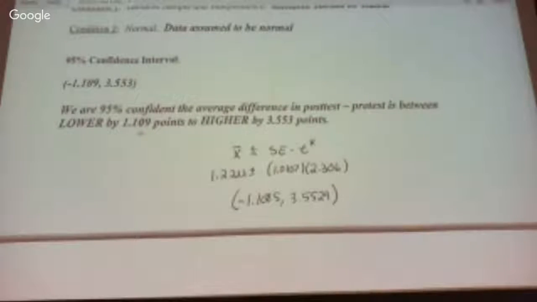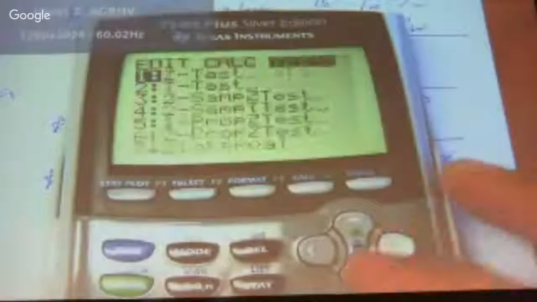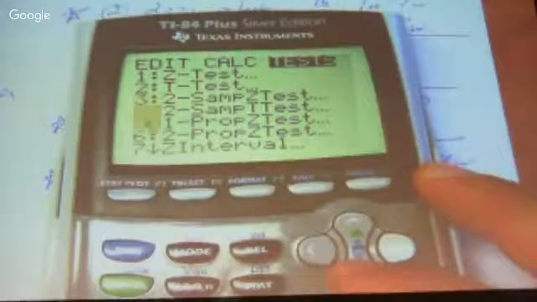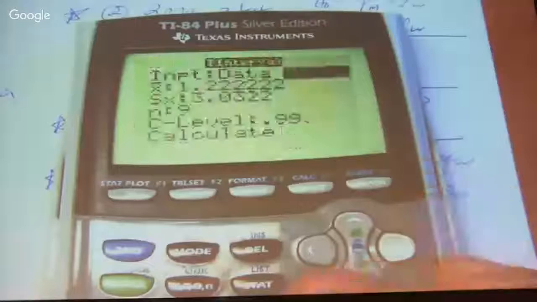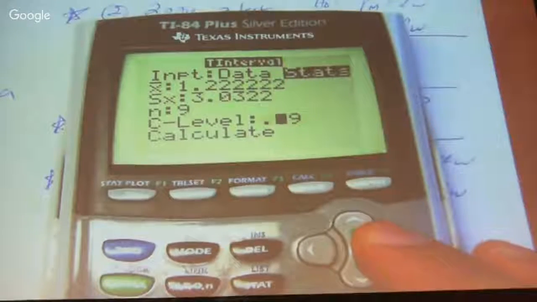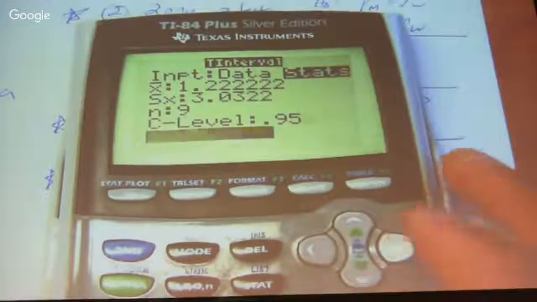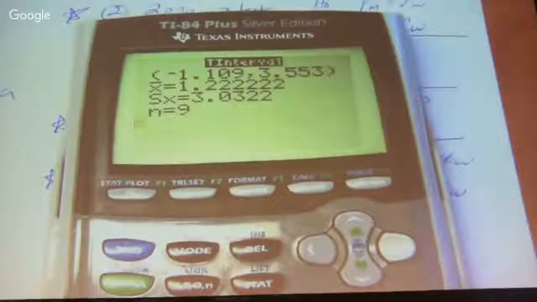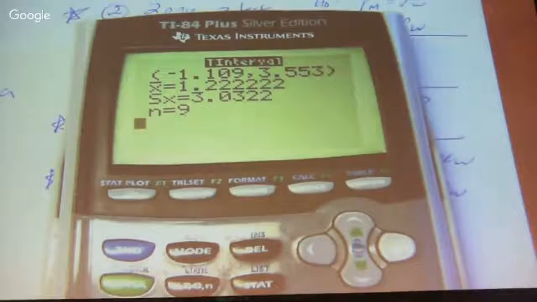Okay? If you want to practice the t interval, just like we practiced the t test, we're going to do the t interval again. We go to our calculator, stat, test. We did a t test, we go to number 8, t interval, put all the numbers in. Remember, this one is 95% confident. So we are 95% confident the average difference in post minus pre is lower by 1.109 to higher than 3.55.